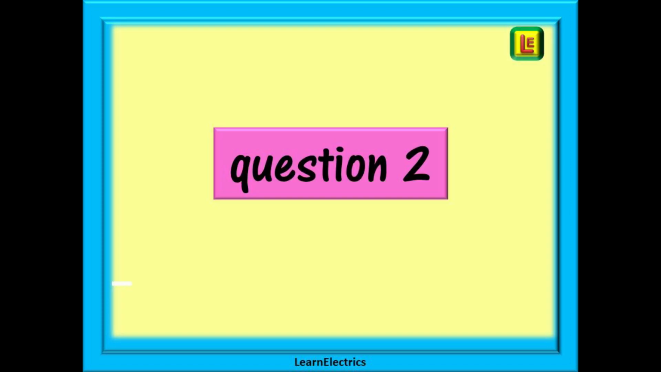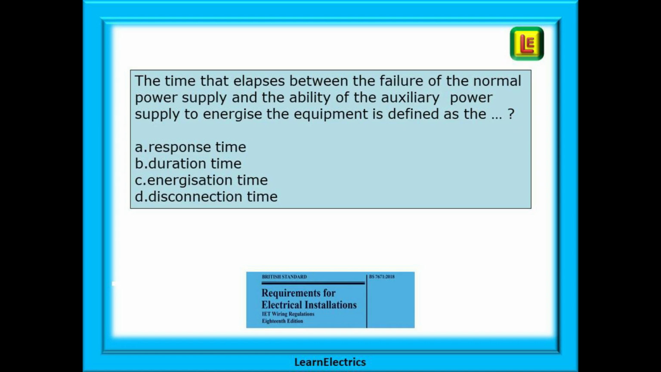And so to question 2. This time the answer will be in part 2, but in future sessions I won't always tell you the part number. This question asks, the time that elapses between the failure of the normal power supply and the ability of the auxiliary power supply to energize the equipment is defined as the what? 4 possible answers are shown. Again, pause the video and understand the question. Then move on to our question breakdown and method.